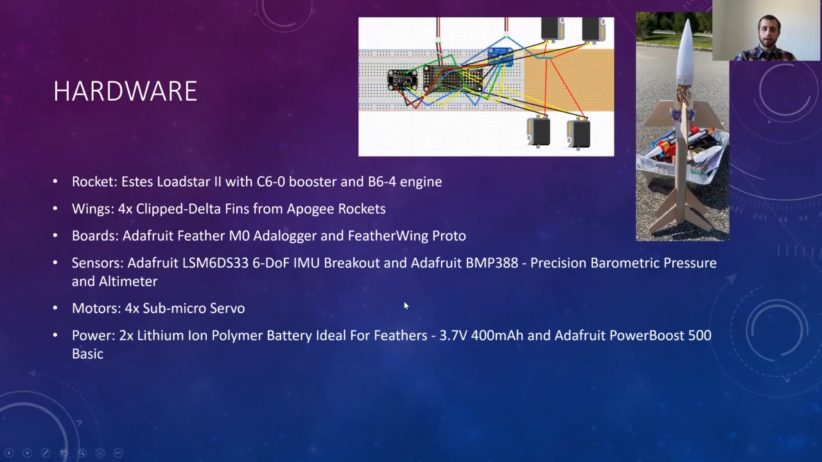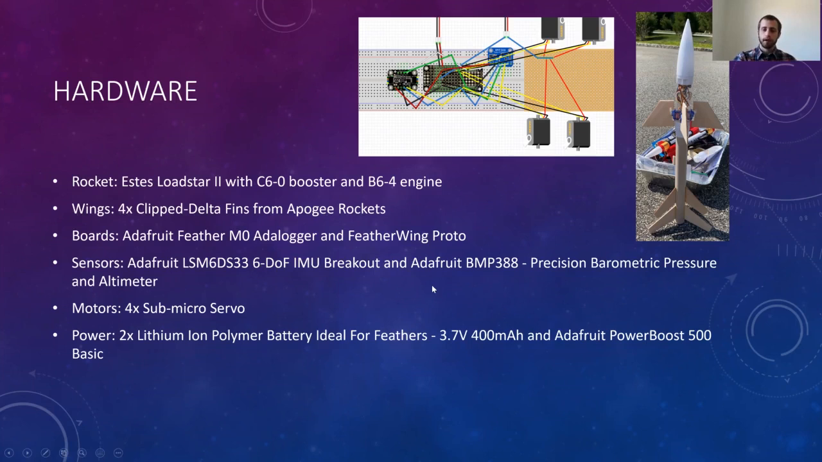So from a hardware perspective, I needed a rocket. I used the Lodestar because I didn't want my electronics to go shooting out the front when the parachute deployed. I used 4 clip delta wings, that's this wing shape, from Apogee rockets. I used an Adafruit M0 logger in order to record the data. And then I used a proto wing for extra connections.